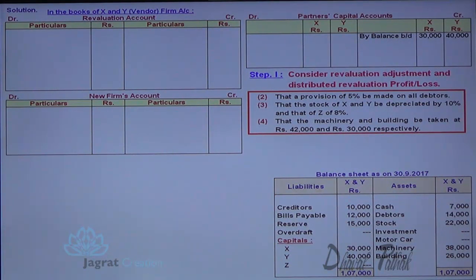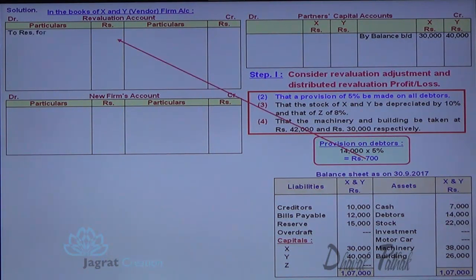They pertain to the revaluation of assets and liabilities. The first: a provision of 5% is to be made on all debtors. Debtors are 14,000. 5% of 14,000. For this provision, the revaluation account is to be debited, and this bad debt reserve will appear on the balance sheet.